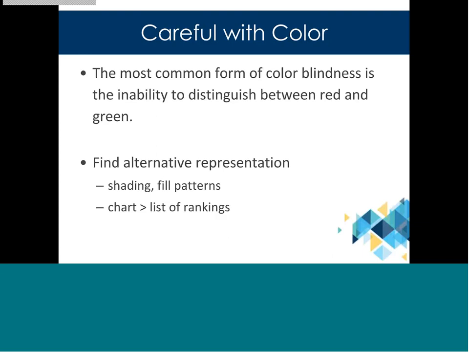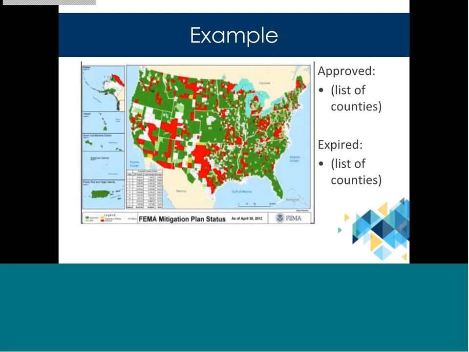Another option, sometimes if you've got a chart, is to provide a list of rankings, and so that goes into the example that I want to show you. This was an image from FEMA that was noting counties that had been approved in some way and those that had been either rejected or expired, and they color-coded it with red and green. And knowing it's FEMA, a federal agency, they have accessibility guidelines that they have to follow. So my guess is that there's probably some appendix that has a list of the counties that were all marked as approved and a list of counties where their plan status had expired. And so again, they're providing two different ways in which to get that information so that we're not relying on color alone.